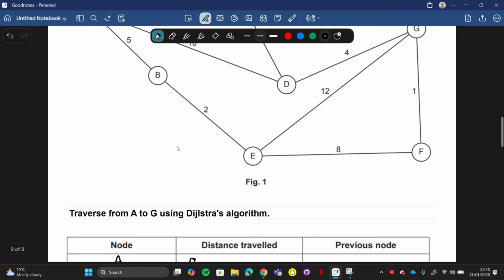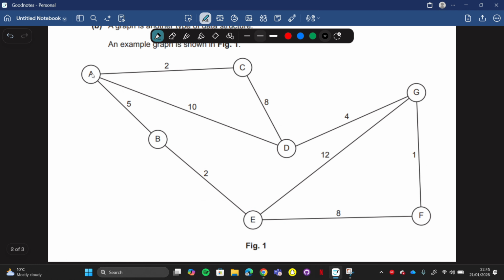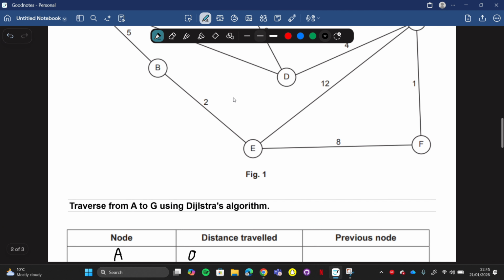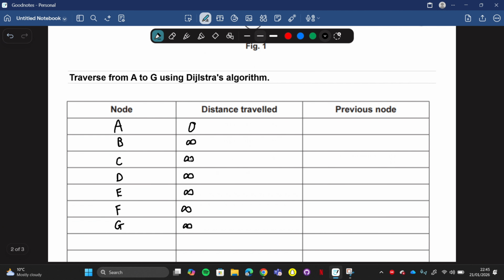So we're going from A to G, which is simple, right? We need to consider A and all its neighbors. That's how we start off the algorithm. So A to C has a distance of 2, previous node A.